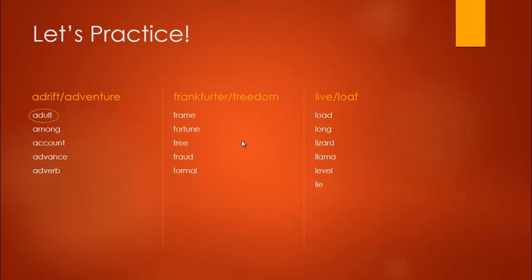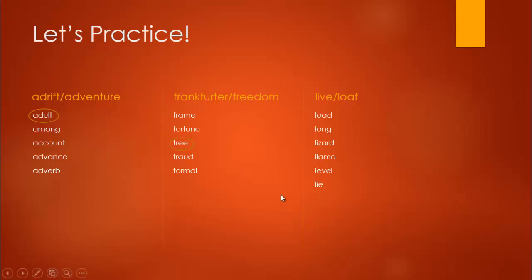So what did you come up with? Did you say that free would fall on this page? If so, you are absolutely correct. Notice the last word is freedom. Free would come before freedom because it does not have the ending of the DOM. So because it doesn't have all those letters after it, it will come before freedom. So free would be on this page.